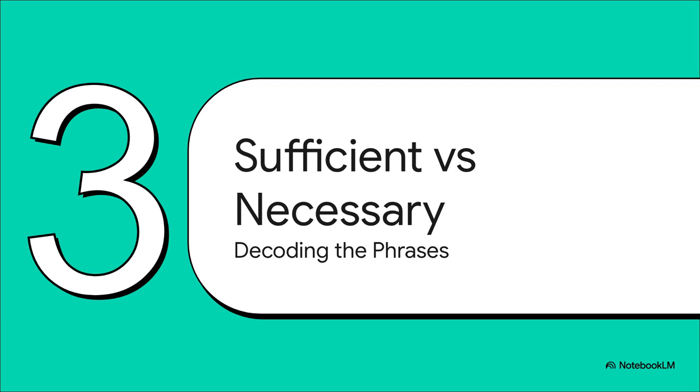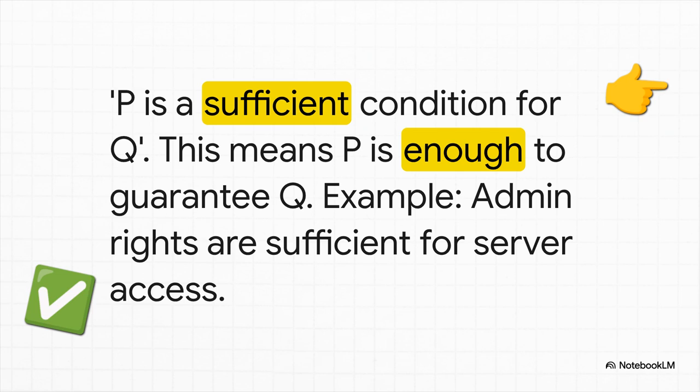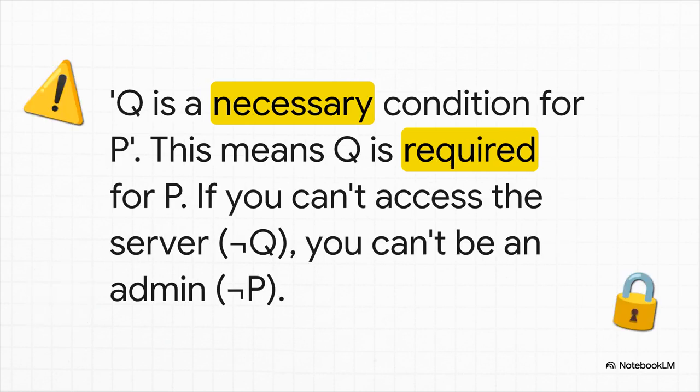We're going to start with sufficient and necessary. First up, P is a sufficient condition for Q. So what does sufficient really mean? It just means enough. That's it. Knowing that P is true is enough information for us to know for sure that Q has to be true. In our example, having admin rights is sufficient to get server access. You show me that you're an admin, and that's all I need to know. It's enough. You're in.